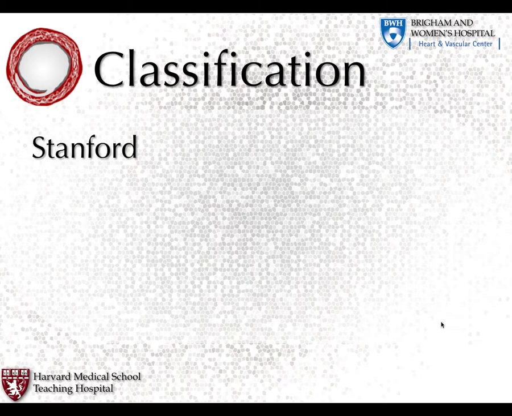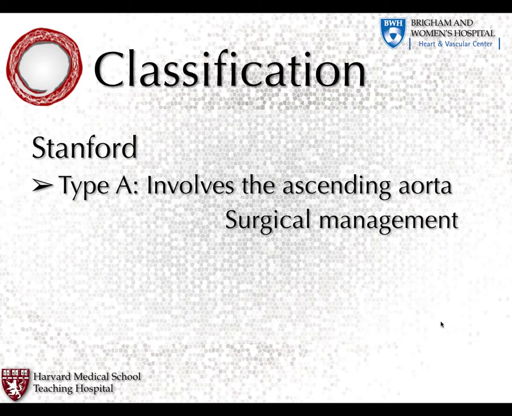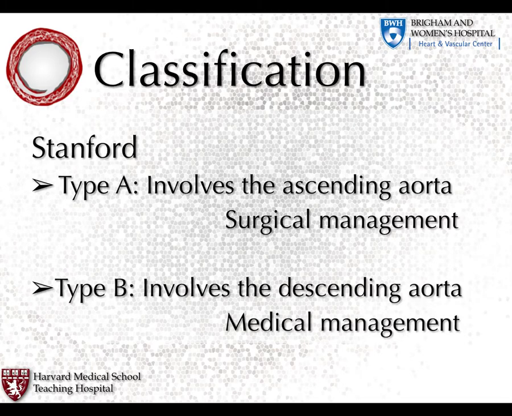Okay, let's talk about classification. Stanford is the classification that's currently used. Type A involves the ascending aorta, which is surgical management. Type B involves the descending aorta, which is medical management. Unfortunately, the Stanford group didn't say what you're supposed to do with the arch.